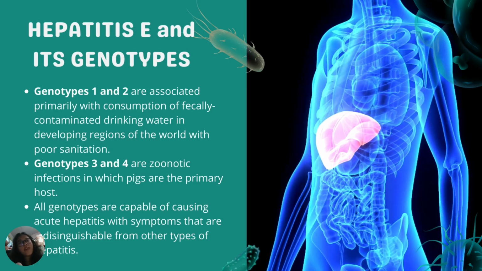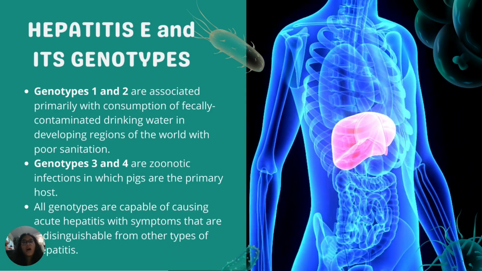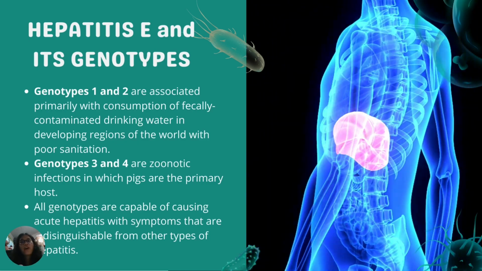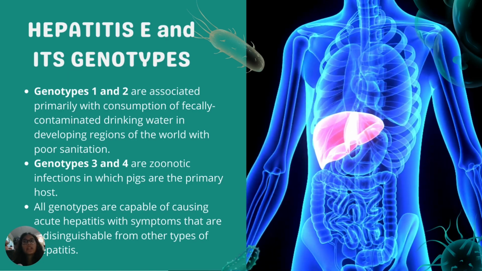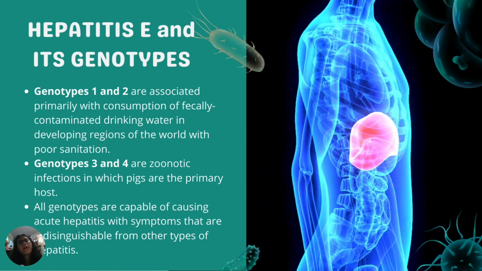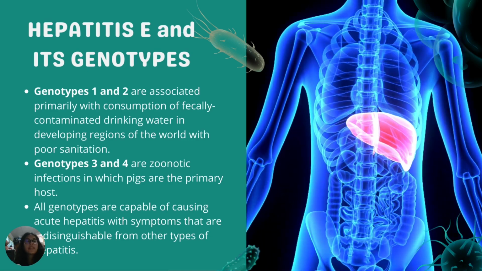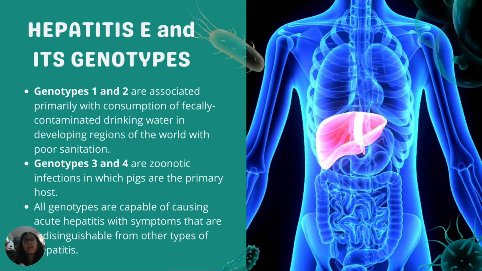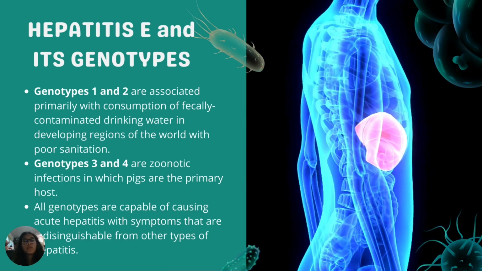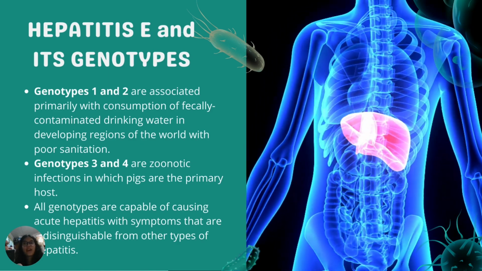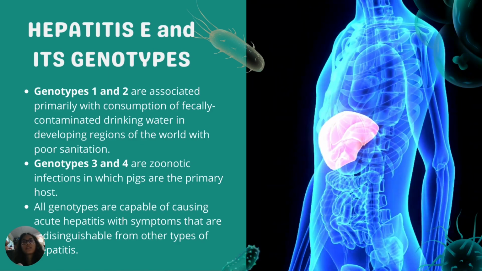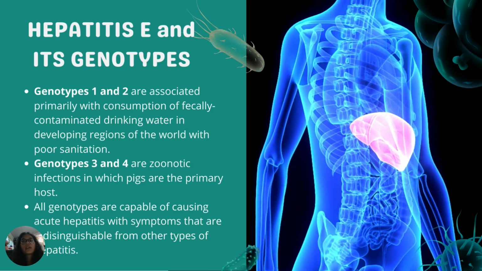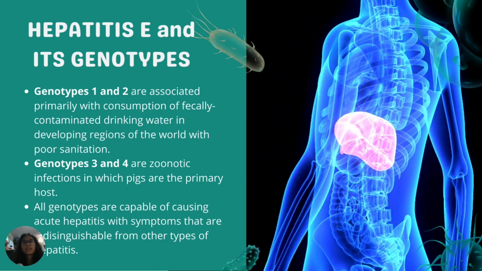Although hepatitis E virus infections are often silent, all genotypes, which are genotypes 1, 2, 3, and 4, are capable of causing acute hepatitis, with symptoms that are indistinguishable from other types of hepatitis, which are hepatitis A, B, C, and D. Following an incubation period of 2 to 6 weeks, hepatitis E infection in most people causes a self-limiting illness, with recovery occurring by 4 to 6 weeks.